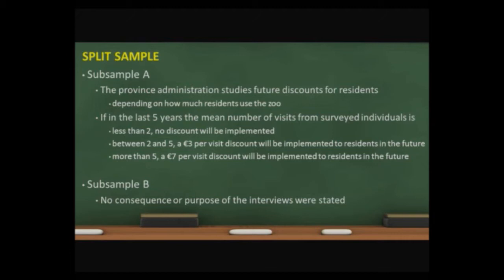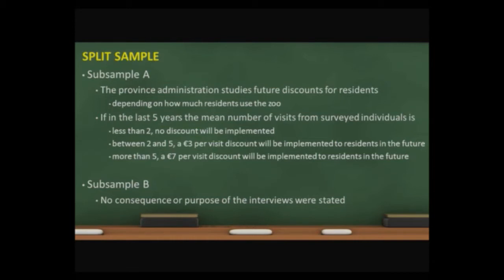If on average people come between 2 and 5 times, every visit in the future will have a discount of €3 if you are resident in the province. And if the average is 5 times or more, once per year or more, then a €7 discount will be implemented for everybody that is a resident in the province. Subsample B skips this part; nothing was said about that. We wanted to make very obvious there was an incentive to lie.